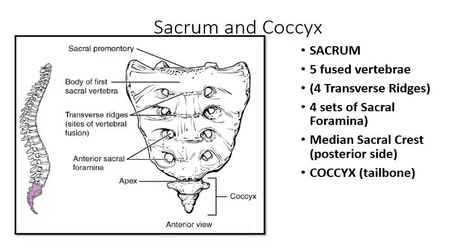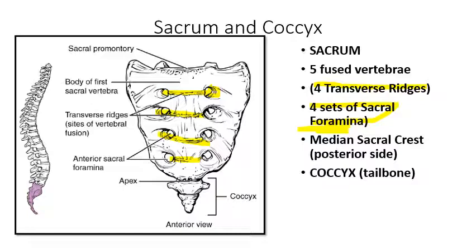Looking at the sacrum and the coccyx, in the sacrum we have 5 vertebrae that are fused together. At one time during our evolution, they might have been separate, but somehow they became fused together over the millennia. And if you look at the front, this is actually an anterior view, you have 4 transverse ridges. And then you have 4 sets, 8 in total, of sacral foramina. So there are little holes there that used to be the spaces in between the vertebrae.